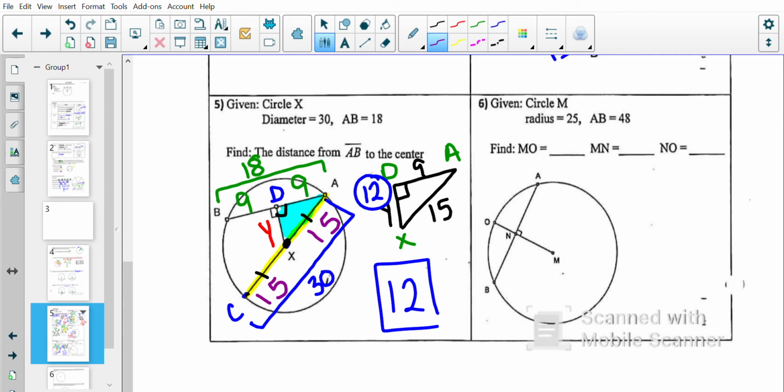Okay, last one on this page. So it says, given circle M, the radius is 25 and A to B is 48. Remember, AB is a chord, M is the center. That means we are perpendicular to a center segment from the center. Our radius is perpendicular. It also bisects. So we are 24 and 24.